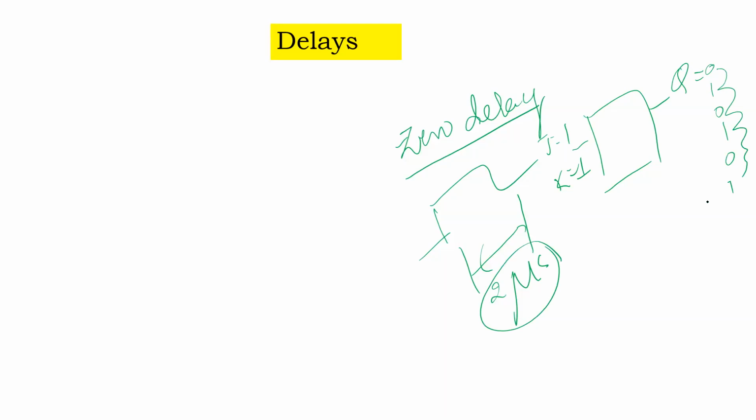So this is the what? Unstable condition. Unstable. It is not stabilized at one value. It is going on changing continuously. So this is the issue of the JK flip-flop.